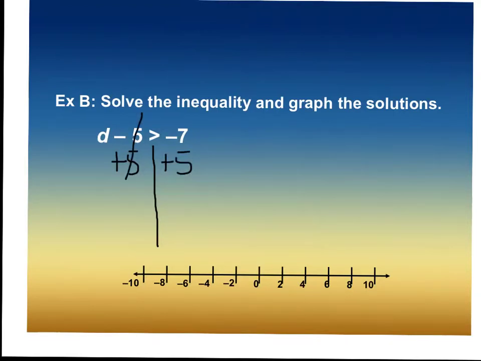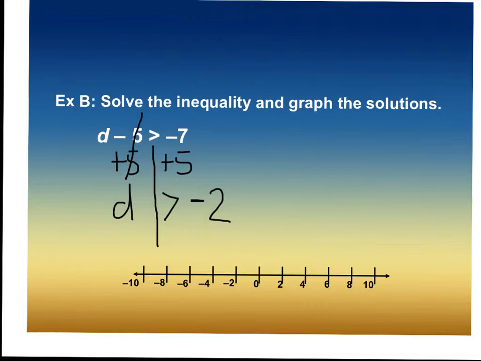These 5s cancel out to be 0, and we get D is greater than, well, let's see, negative 7 plus 5. The signs are different, so I need to subtract the values and keep the sign of the bigger number, which is negative. So my answer is going to be negative 2. And D has to be greater than negative 2.